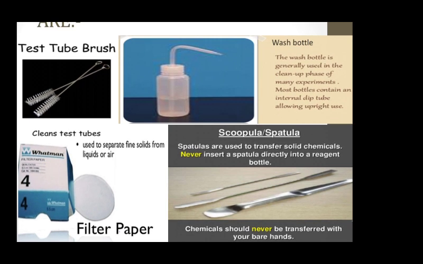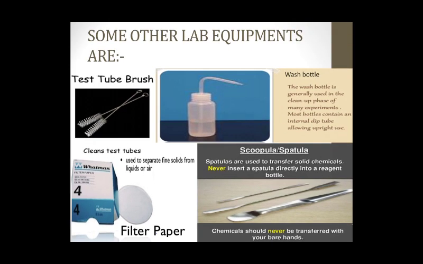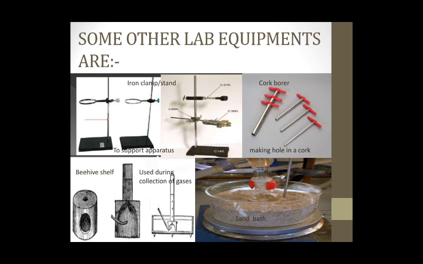Here we have a spatula. Spatula is like a spoon. We can use it to transfer solid chemicals from the reagent bottles to different apparatus. Some other lab equipments you can see here. We have iron stand. It is used to support apparatus. We can arrange apparatus for an experiment using iron stand.